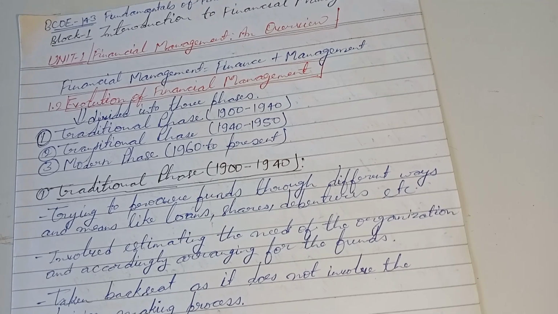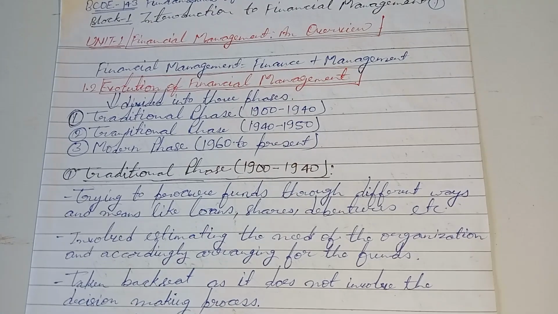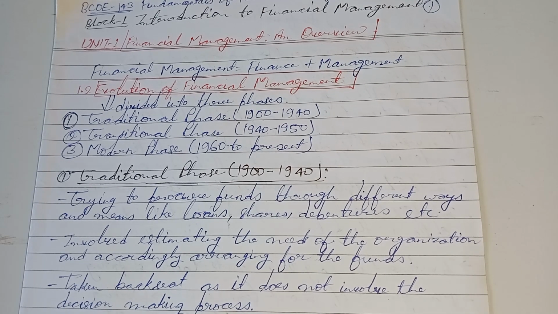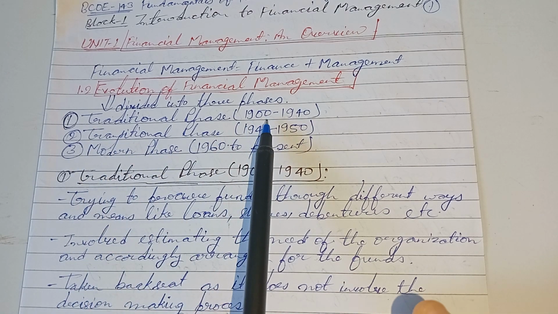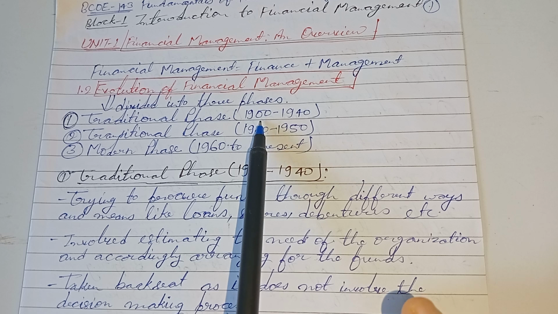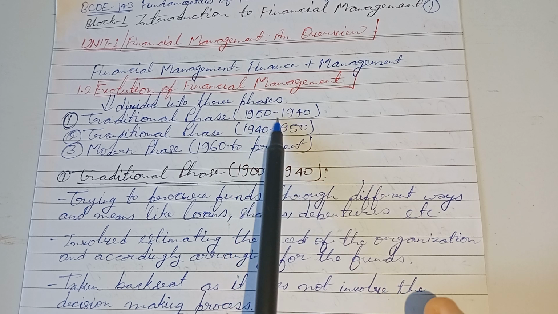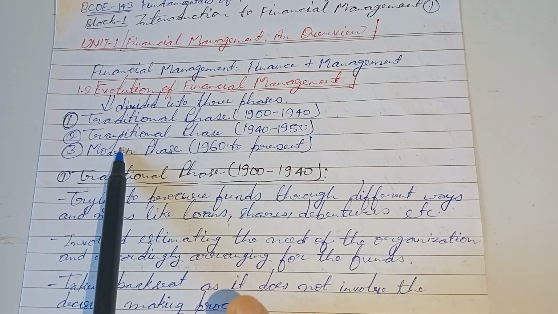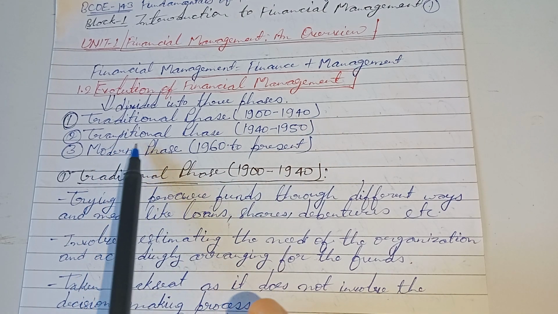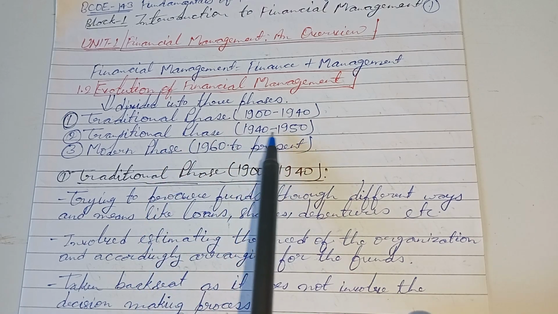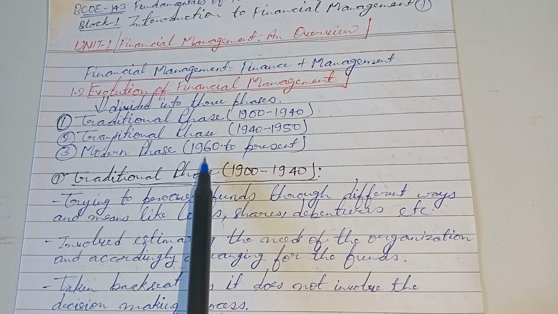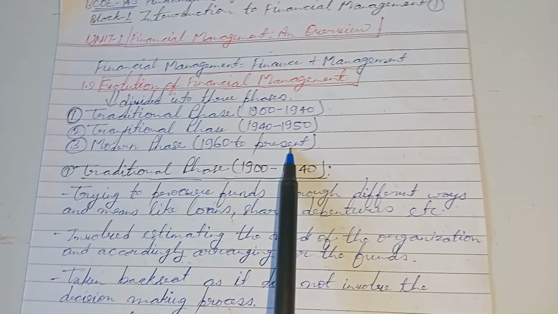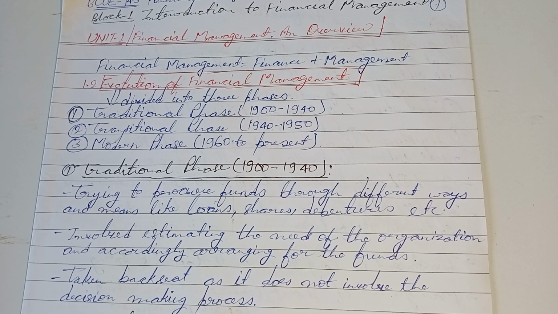Now here you have 1.2, that is evolution of financial management. Evolution of financial management can be divided into three phases. The first phase is the traditional phase, from 1900 to 1940. Then we have the second phase, the transitional phase, from 1940 to 1950, and the modern phase, from 1960 to present. One by one we will discuss all three phases.